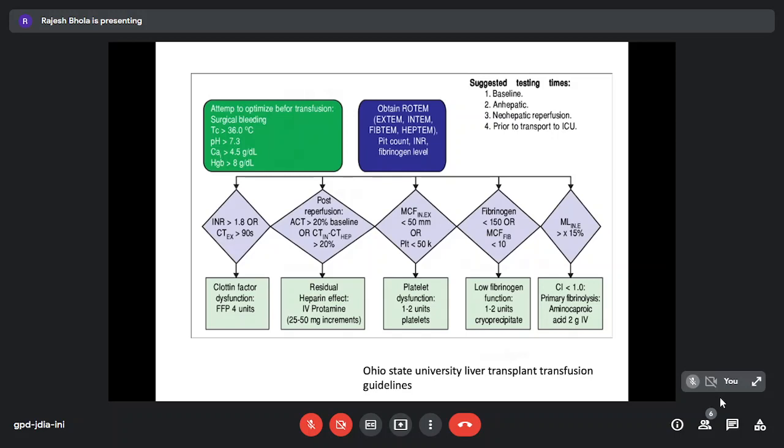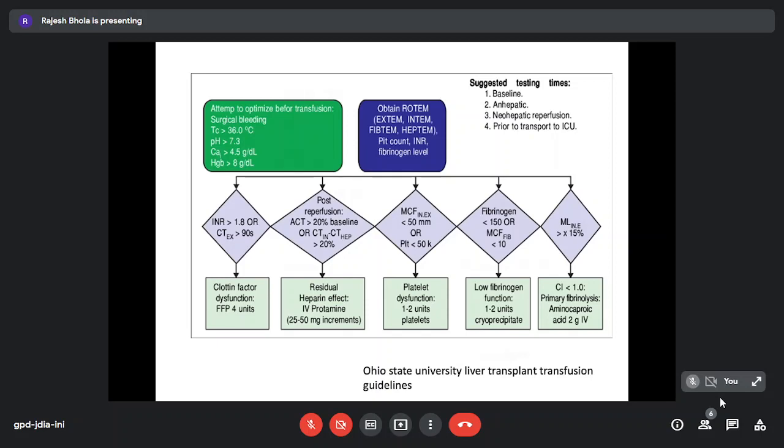If you think of a liver transplant, there is a baseline hemostatic potential that you will assess, and then the liver will be removed, so it goes to a stage of anhepatic. Then the liver is transplanted, so there is a neohepatic reperfusion, and prior to transport to the ICU, you have to assess the hemostatic potential. So these are the suggested timelines when you should check the hemostatic potential through a ROTEM.